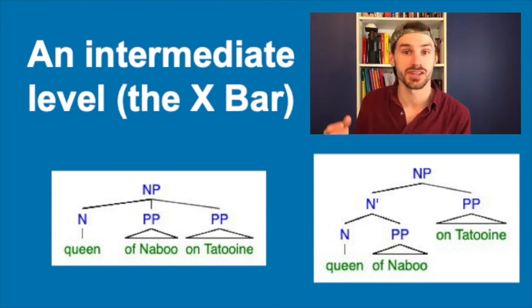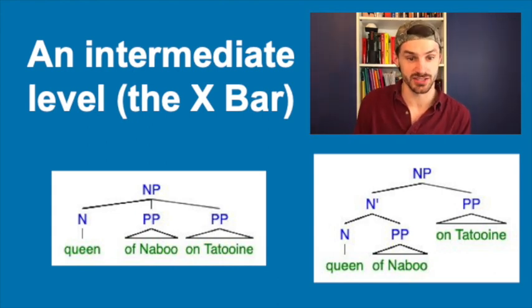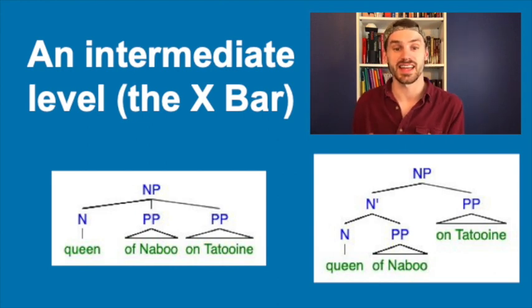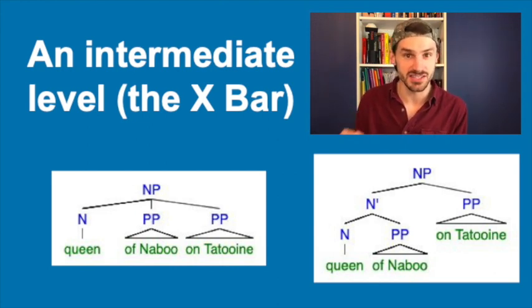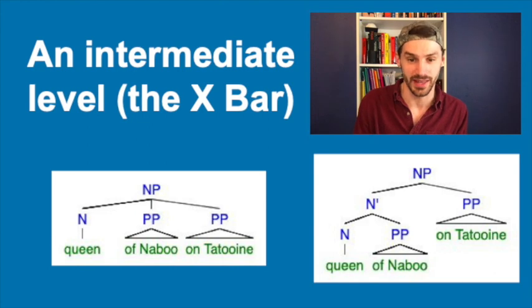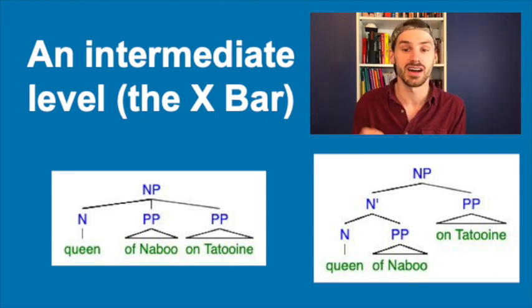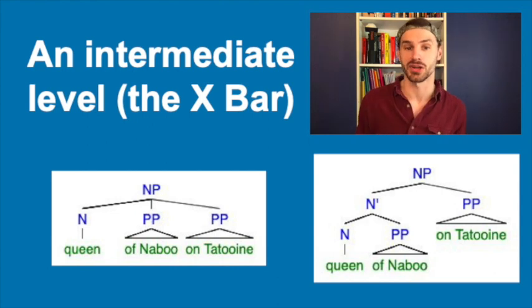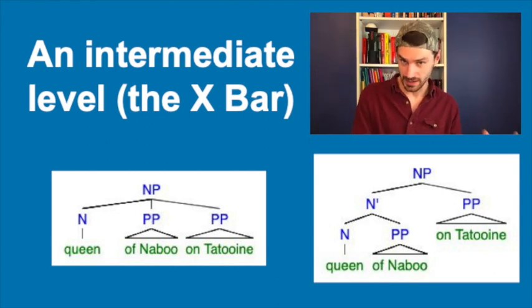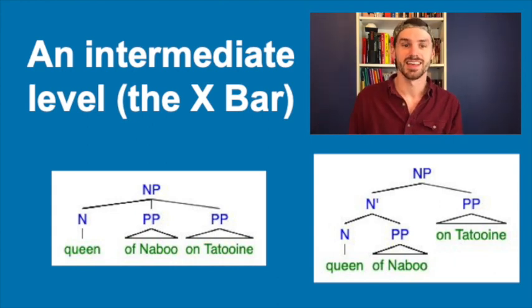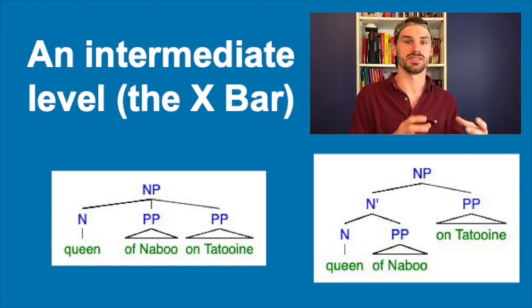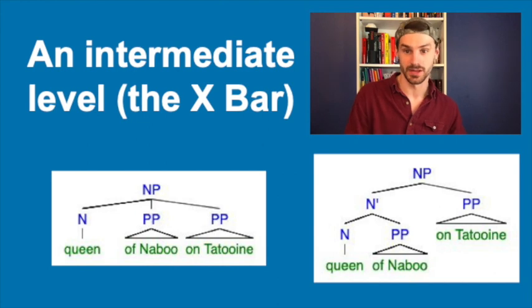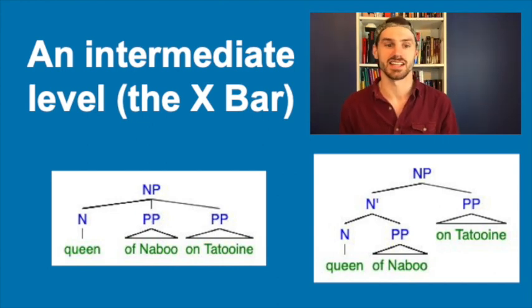For example, in the X-bar tree to the right, we can clearly see that on Tatooine doesn't just describe the queen. It describes the Queen of Naboo, which is all contained under the N-bar node. This is going to help us see an important difference between the complement and the adjunct. And again, in this example, the complement is of Naboo, and the adjunct is on Tatooine.